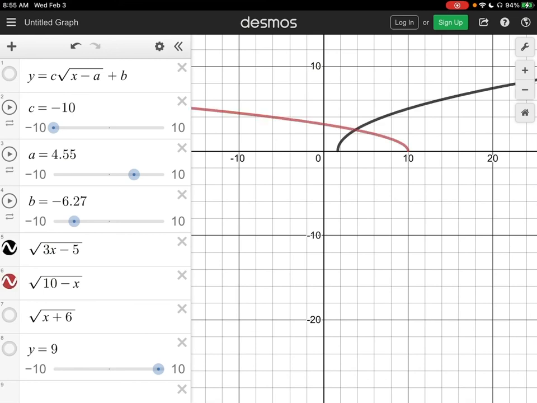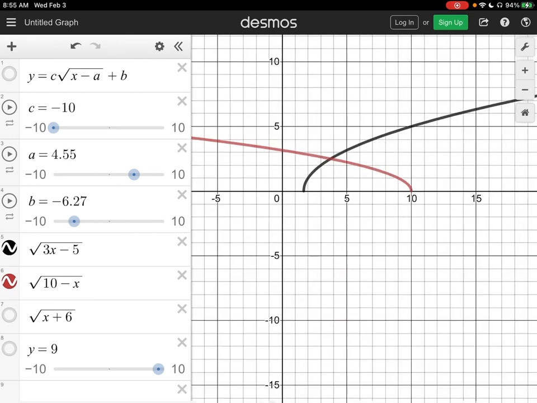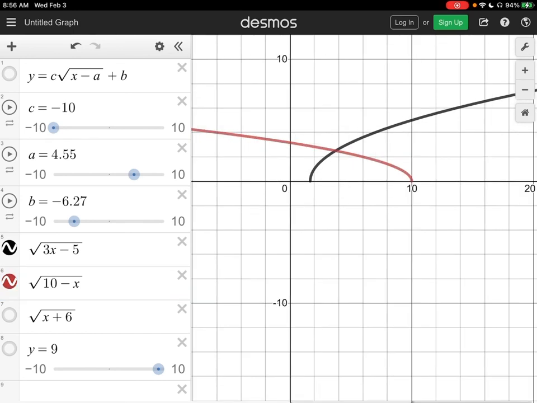So our first problem has both of these. So we have root 3x minus 5, that's the black one, and then root 10 minus x, which is the red one. And if you're on Desmos, you can just kind of touch one of them, and there we are. That's where they cross. That is the answer to that problem, right? You can write that down. So this is why I think Desmos is so cool, because it automatically gives you where they cross.